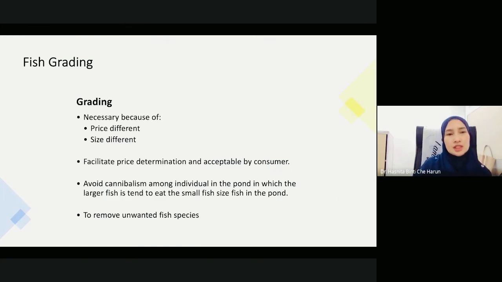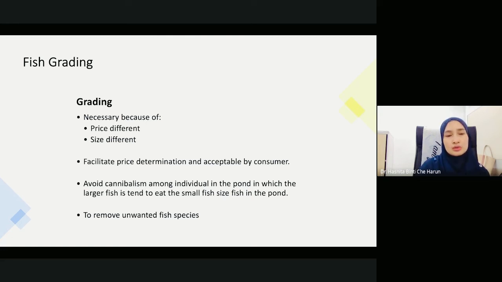After you do the harvesting, you need to grade the fish. So this is very important because small fish, large fish, they are different in price, and it could help to determine the price based on the size of the species that is acceptable by the customer.